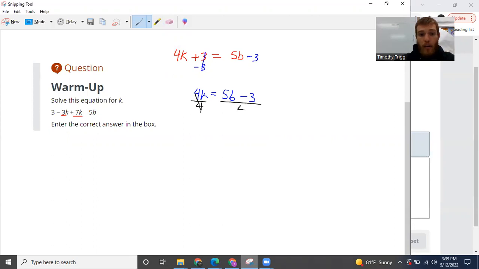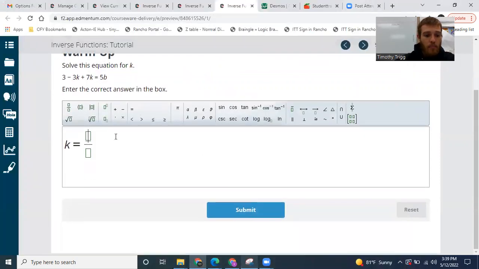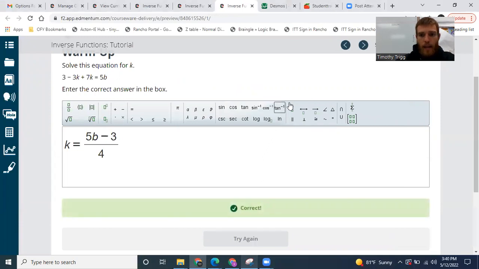Again, hopefully you're writing all this down so that you'll understand it to the fullest extent. So we got 5b minus 3 over 4. When we write it here, make sure to do the 5b minus 3 on top, and then click down here. What was it, over 4? Yeah, over 4. Okay, and that'll be it.